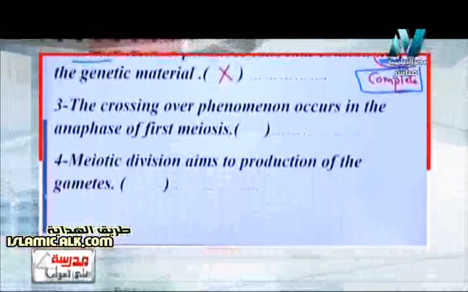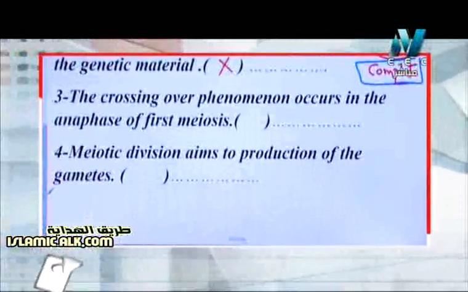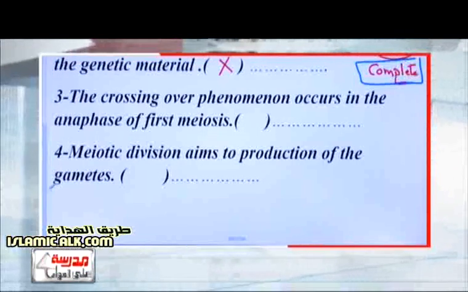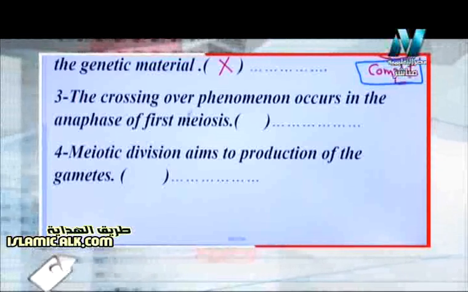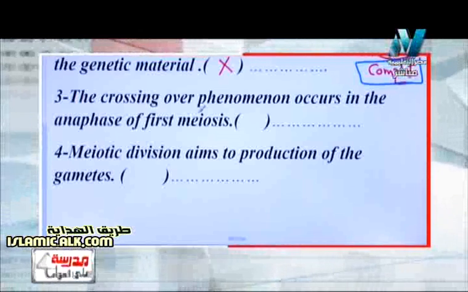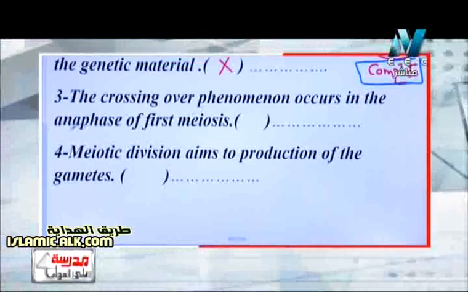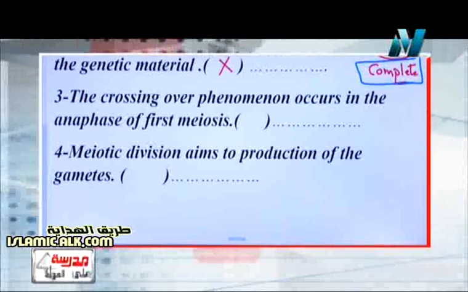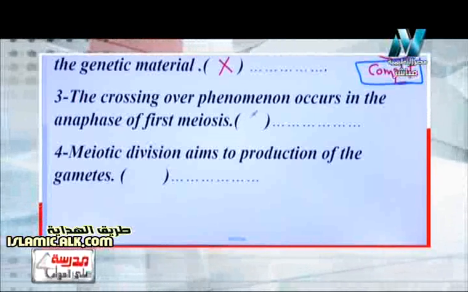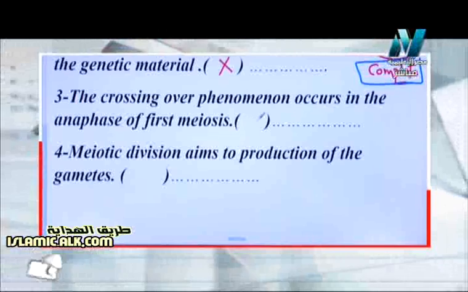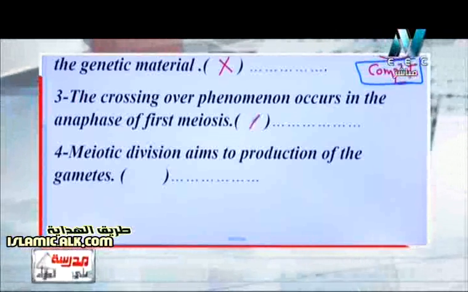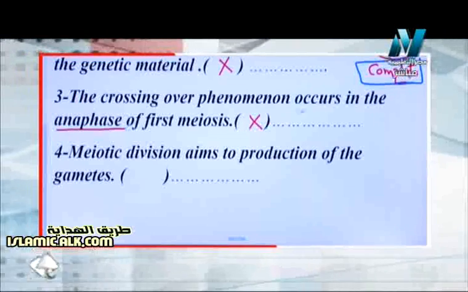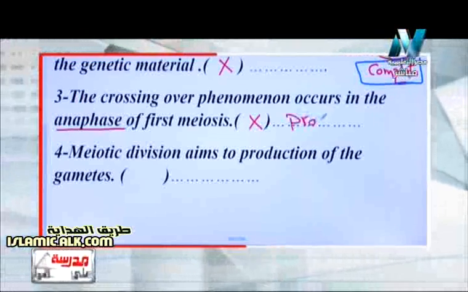Number 3: the crossing over phenomenon occurs in the anaphase of the first meiosis division. First meiosis, I mean division. Crossing over phenomenon takes place in the anaphase of the first meiosis. Of course, we know crossing over phenomenon takes place in first meiosis but not in anaphase. We have wrong here in this statement and we replace what? Anaphase with prophase. First prophase.